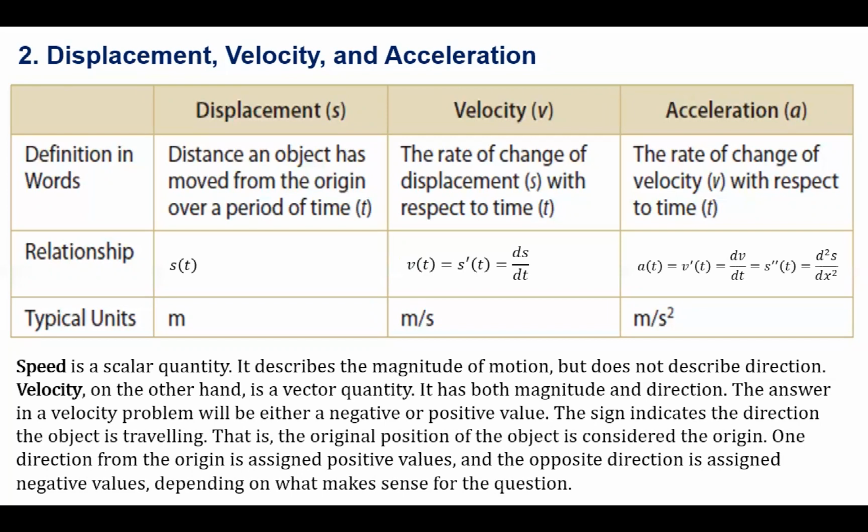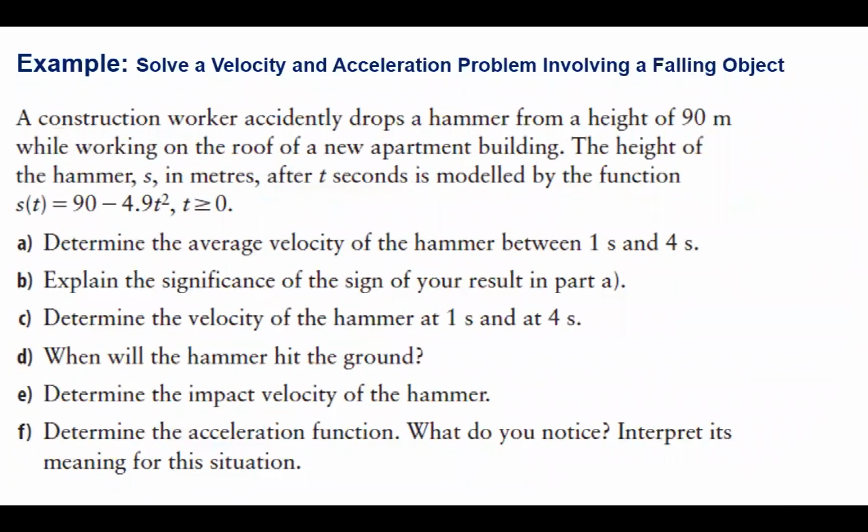Okay, let's see a specific example to illustrate this concept. Let's have a look at this question here. A construction worker accidentally drops a hammer from a height of 90 meters while working on the roof of a new apartment building. The height of the hammer, s in meters, after t seconds is modeled by the function s equals 90 minus 4.9t squared, where t is greater than or equal to 0. There are 6 questions. I'll give you 5 minutes to have a look at the following questions.